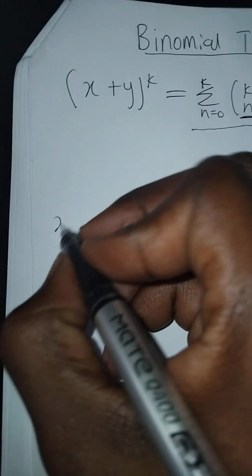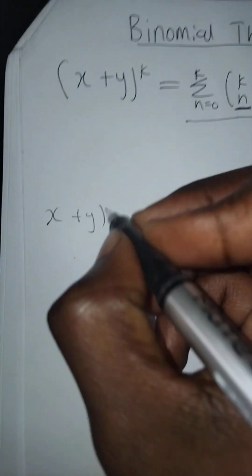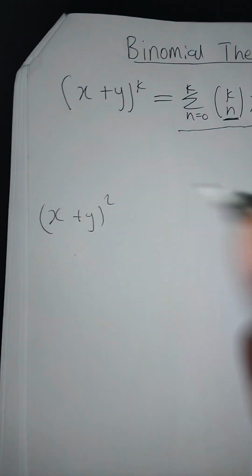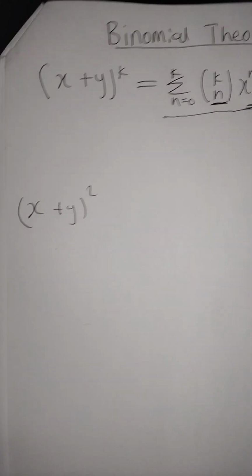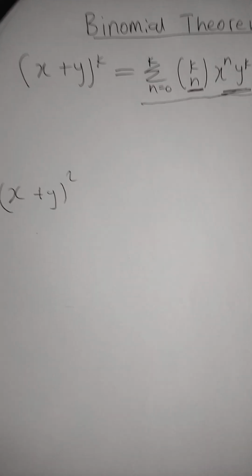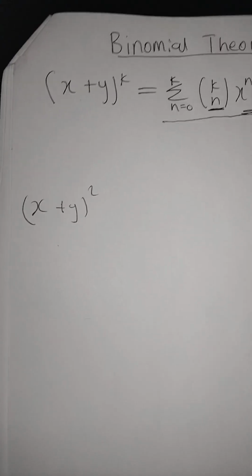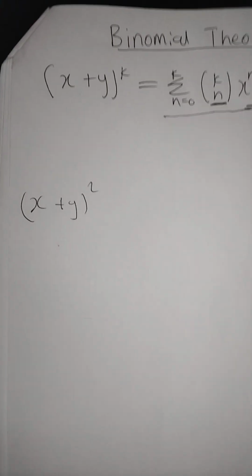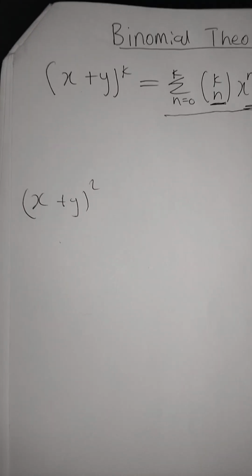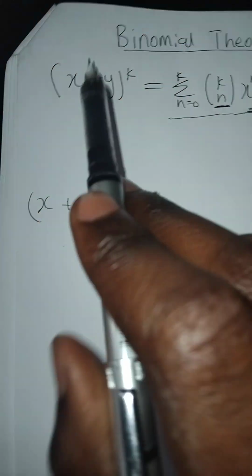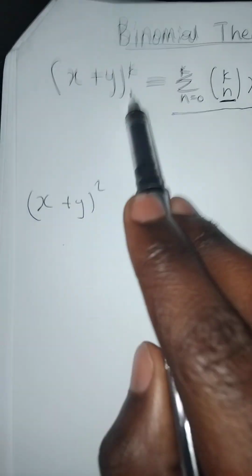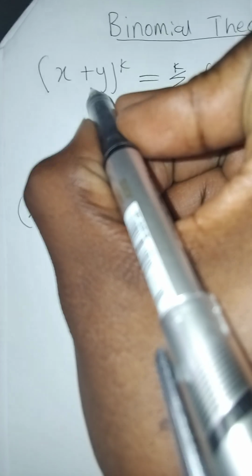Now let's look at a simple example: (x + y) to the power 2. This is about the simplest example that you can get. You can even expand this without using the binomial theorem. However, I would like us to do that using the theorem. The thing that you have to check is that it is x plus y to the power k. This positive sign is very important, so you have to always make sure that you are having a positive sign.